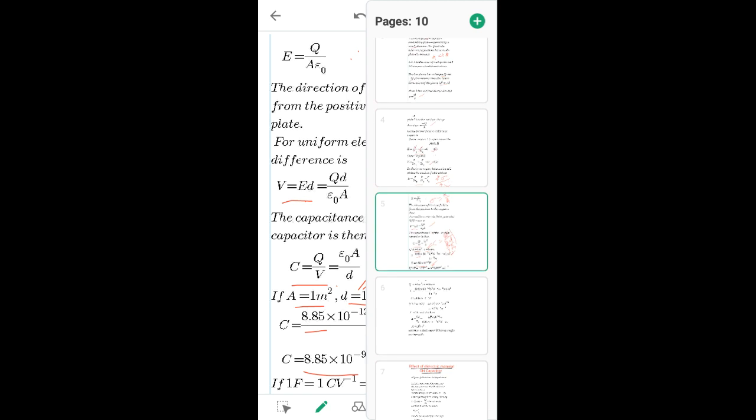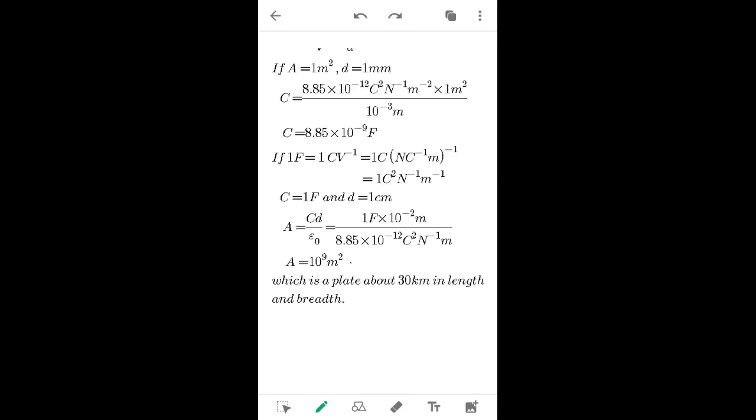So here you see, C is equal to 1 F and D is equal to 1 centimeter. Now we want the area A. We will find the area of the plates, right? So how long will the plate be, and how much is the area of the plate? So that is A equal to C D by epsilon naught.